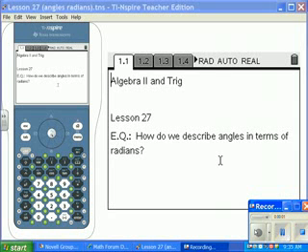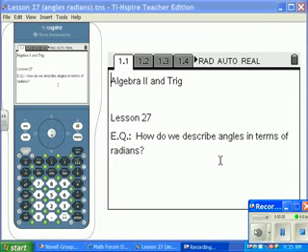Today we're starting Trig, like I said before. What we're going to be talking about today is something called radians. We already know what degrees are, right? So now we're going to start talking about radians. When we talk about radians, we need to start thinking in terms of pi, in terms of angles.